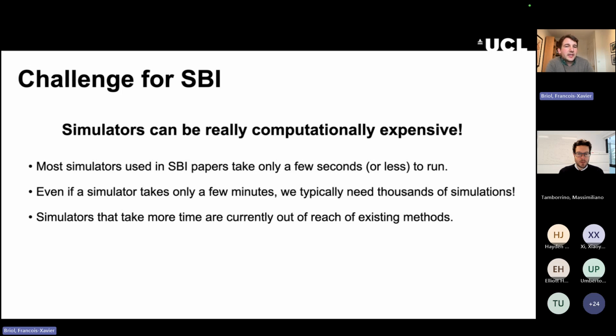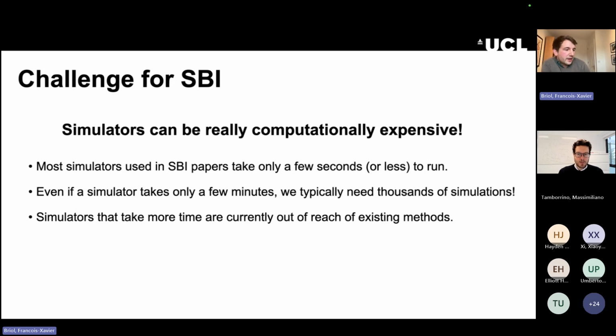most papers will typically have simulators which take a few seconds or less to run. And that's because I'm going to need to run my simulator so many times that otherwise, we're just burning trees to generate our papers. Now, even if the simulator starts taking, let's say, a few minutes and you need thousands of simulations, that starts becoming a problem for most people.